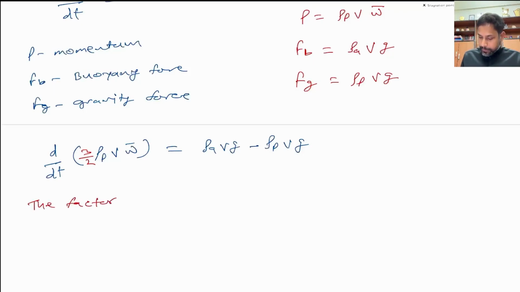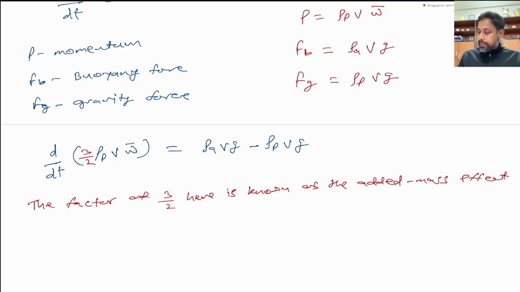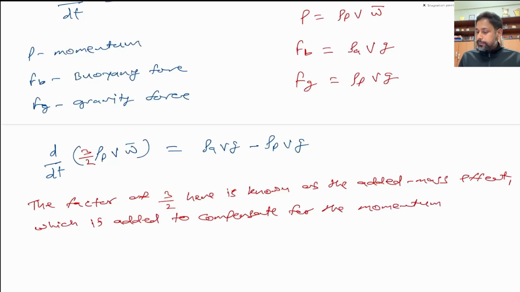Okay, so the factor of 3 by 2 here is known as the added mass effect, which is added to compensate for the momentum change in the ambient fluid.